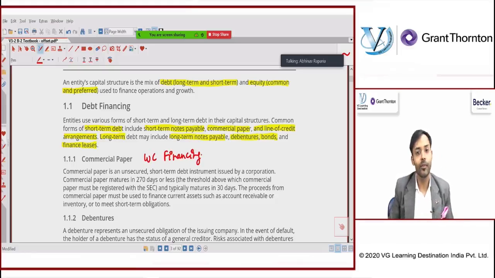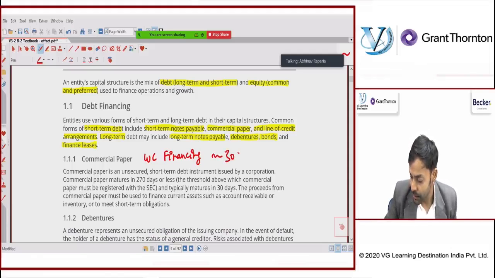Okay, what is working capital financing? Something we have done. You are using it to fund the current assets. You're using it to repay the current liabilities, right? Generally, it ranges to 30 days, right? In case you want to issue it for more than 270 days, you need the registration with SEC.